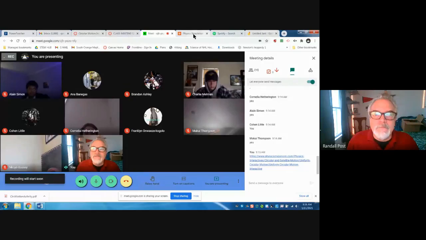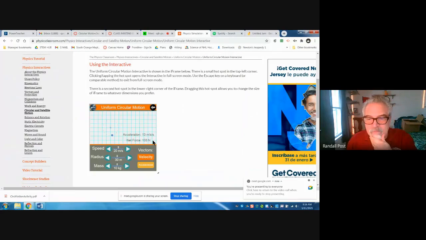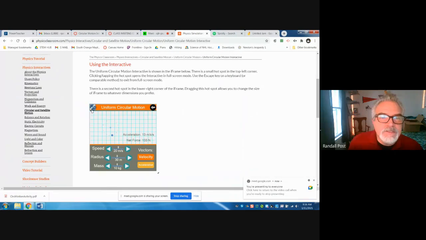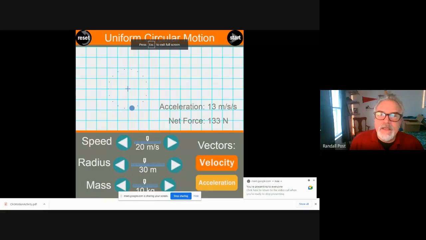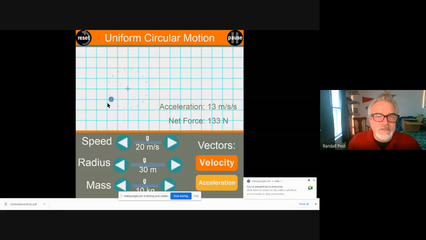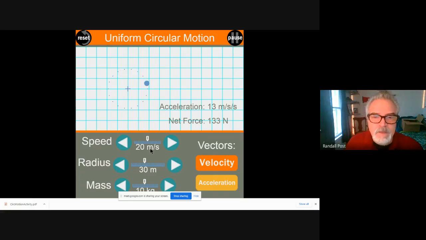Back to the simulation. So you use this button to expand, to make it large, and you use this button to start. So let's make it large and start. Notice we have circular motion going on, and it's constant speed, 20 meters per second.